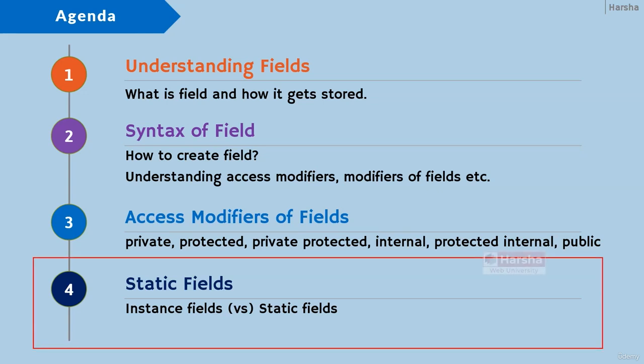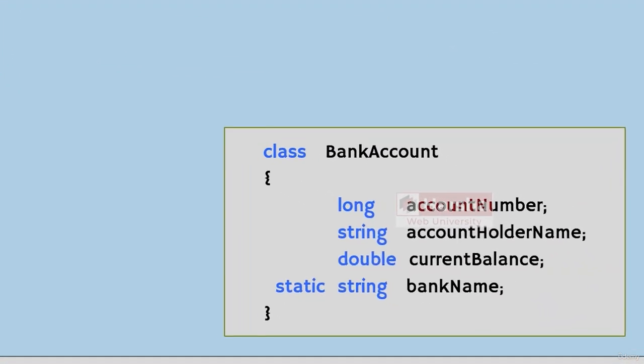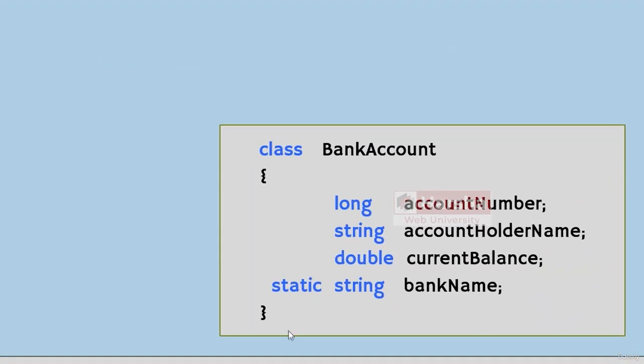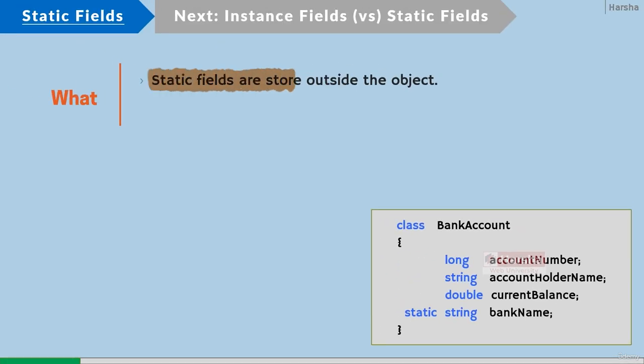In this lecture, we will explore the static fields. Static fields are the fields that are declared inside the class along with the static keyword. But static fields will not be stored inside the object. Static fields are stored outside the object, that is in the class memory. Yes, in the heap, separately the class memory will be created.